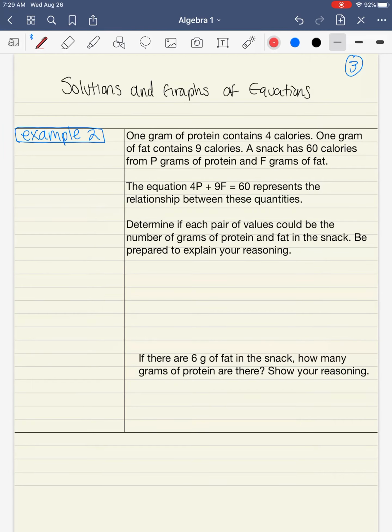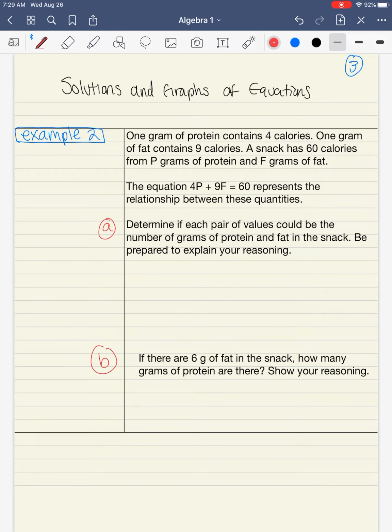Alright, example 2. I'm on a new page, so I kept the title and the page number and copied that over. So if you happen to go to a new page at any point, just transfer that information. Take a minute and get the first portion of this problem written out, and then we are going to go through part A and part B.